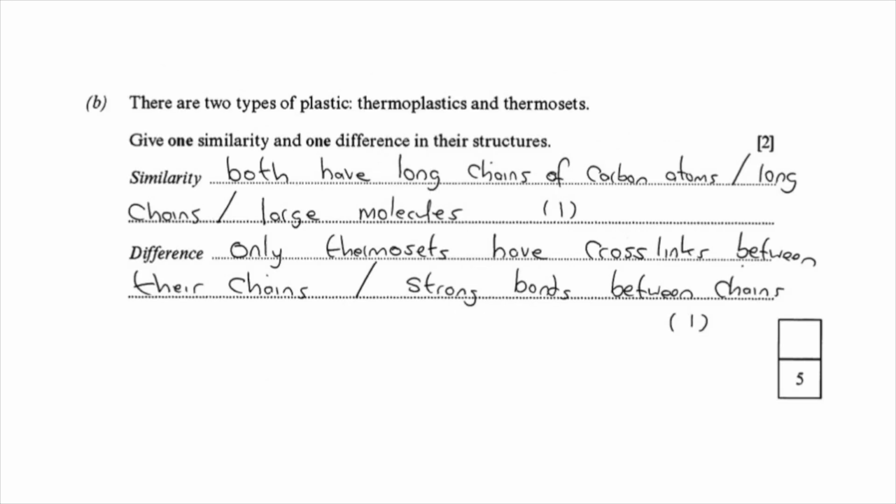So for question 2b, you're asked to give one similarity and one difference between the structures of thermoplastics and thermosets or thermosetting plastics. So the similarity is they both have long chains of carbon atoms, they're long chains, or they have large molecules, 1 mark for that. And the difference in terms of their structures is that thermosetting plastics or thermosets have cross links between their chains, or you could say that thermosets have strong bonds between their chains. So there's 1 mark for that.